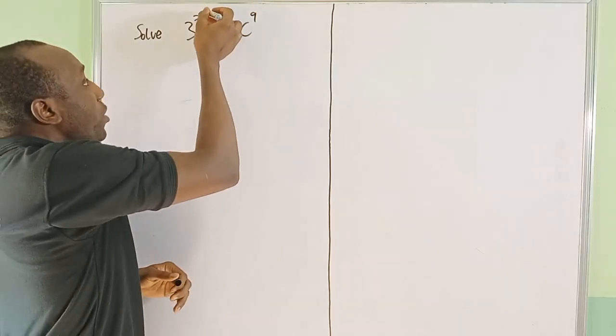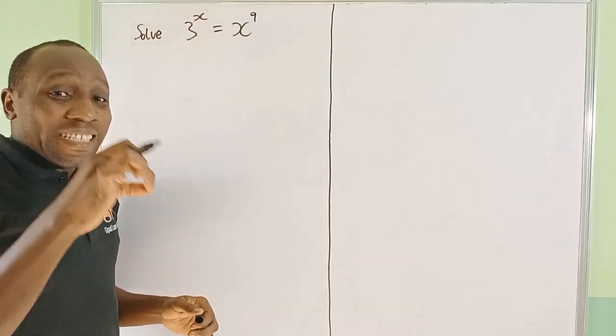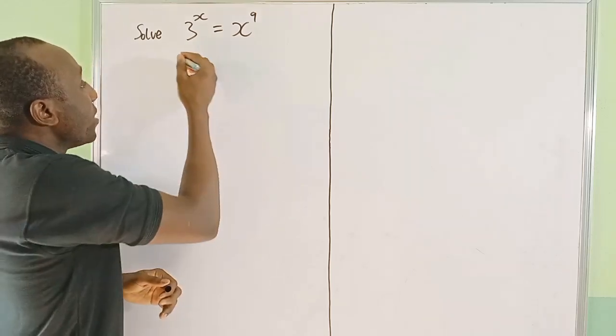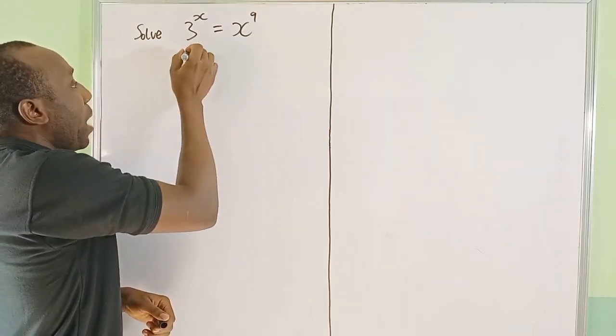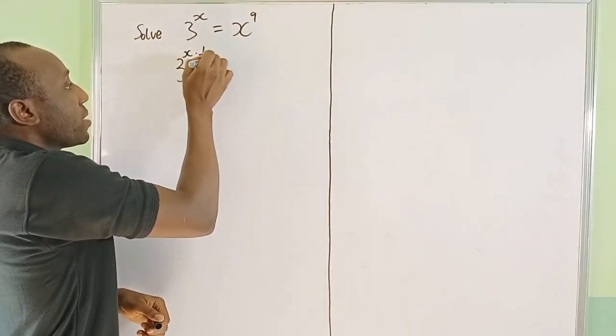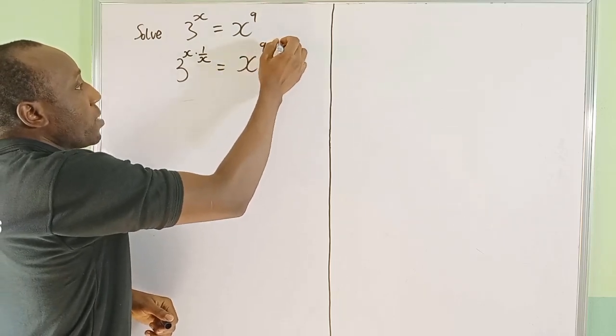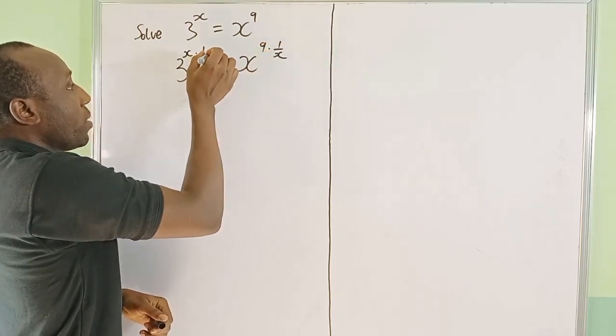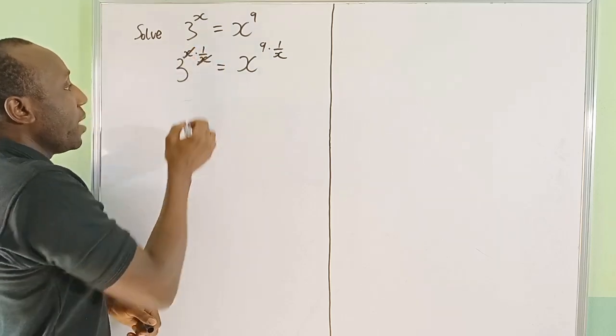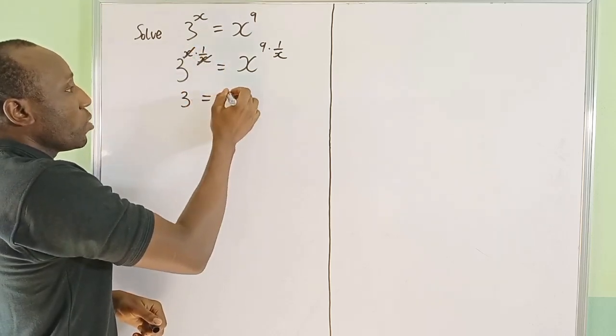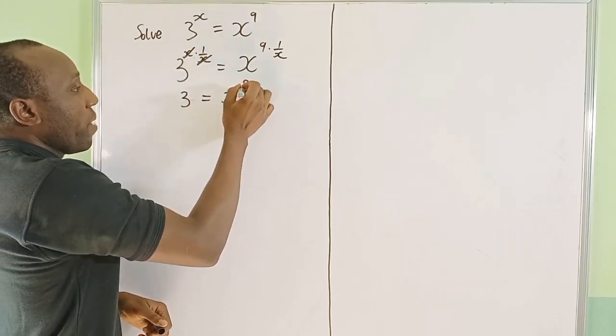So to do that, to get rid of this power of x, I have to find the xth root of both sides. So it's more like multiplying the power by 1 over x. So you have to do the same thing here, times 1 over x. So watch this now, x will get rid of x, and that leaves you with 3, which is equal to x raised to the power 9 over x.